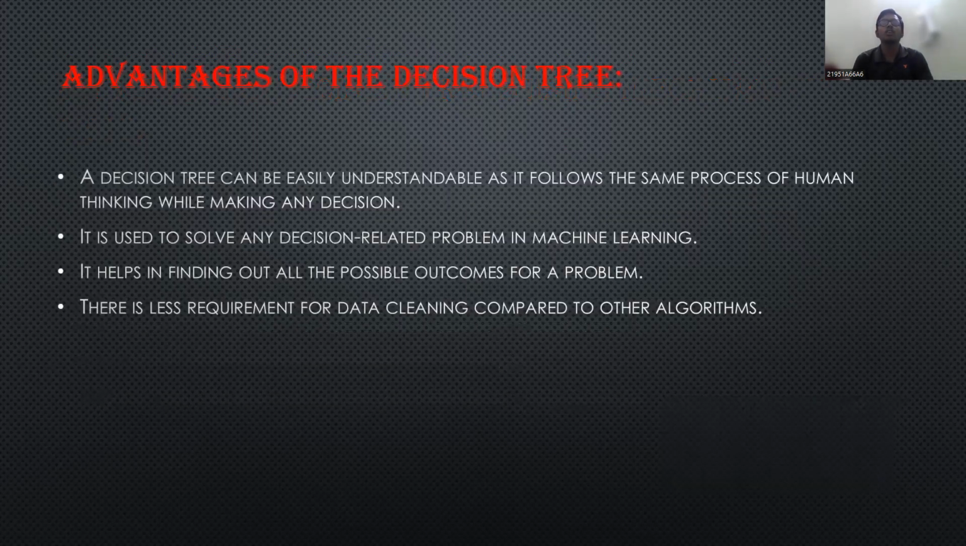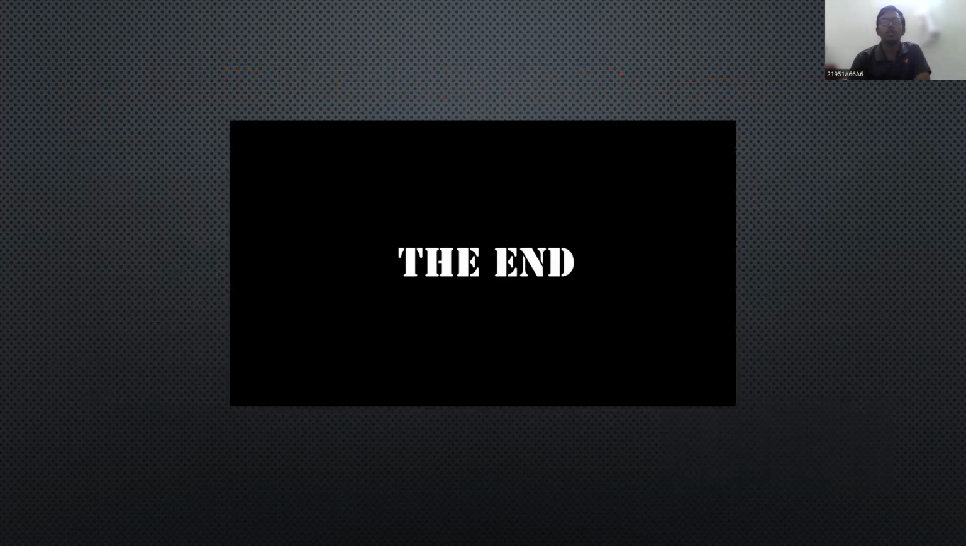Advantages of decision tree. A decision tree can be easily understood as it follows the same process of human thinking while making any decision. It is used to solve any decision-related problem in machine learning. It helps in finding out all the possible outcomes for a problem.